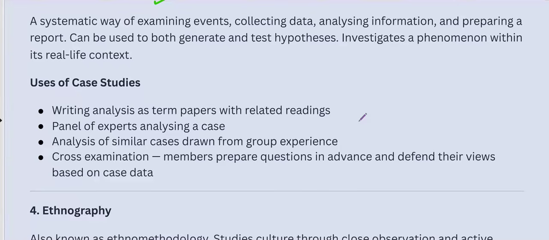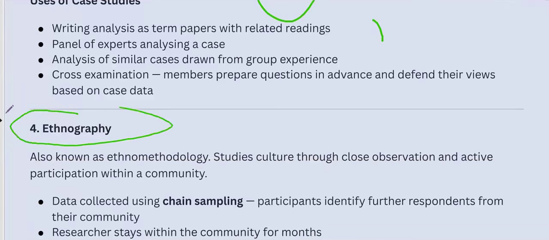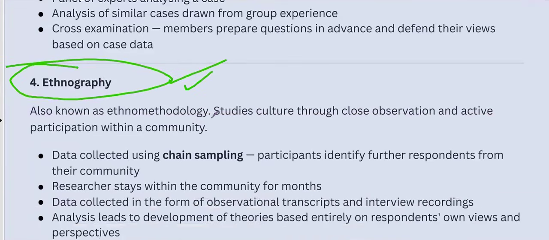Then you can conduct a case study on, for example, the situation of children living in a particular state, like the state of Bihar, their educational attainment, their level of nutrition, or their level of learning. We can do that. So it's a very detailed method. And a very popular method in sociology that you will be reading a lot about in the upcoming lectures is ethnography, a very important method, also known as ethnomethodology.